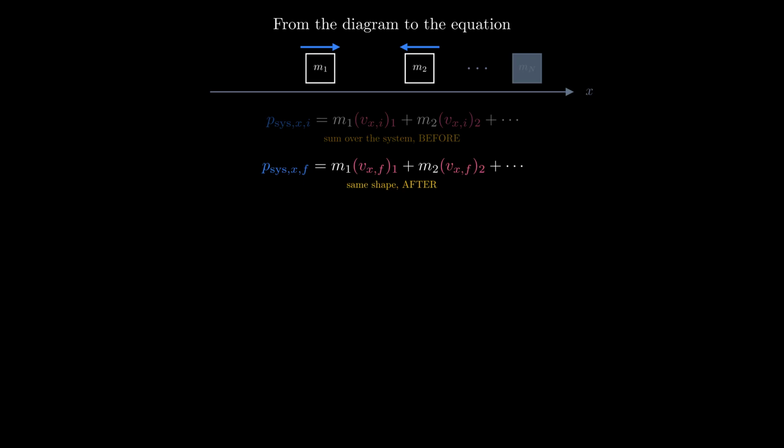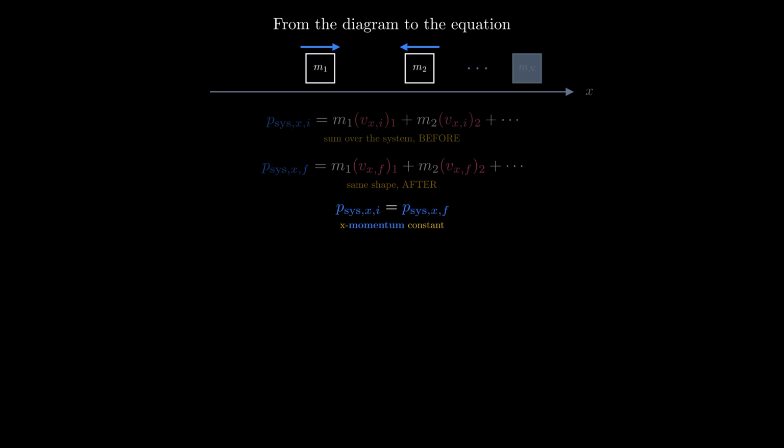With the diagram drawn, the model becomes algebra. Take a system of objects that move only along x, 2 of them here, and the pattern extends to as many as you have. The initial x component of the system momentum is mass 1 times the initial x velocity of object 1 plus mass 2 times the initial x velocity of object 2 plus however many more terms the system needs. The final x component has exactly the same shape with f in place of i everywhere.